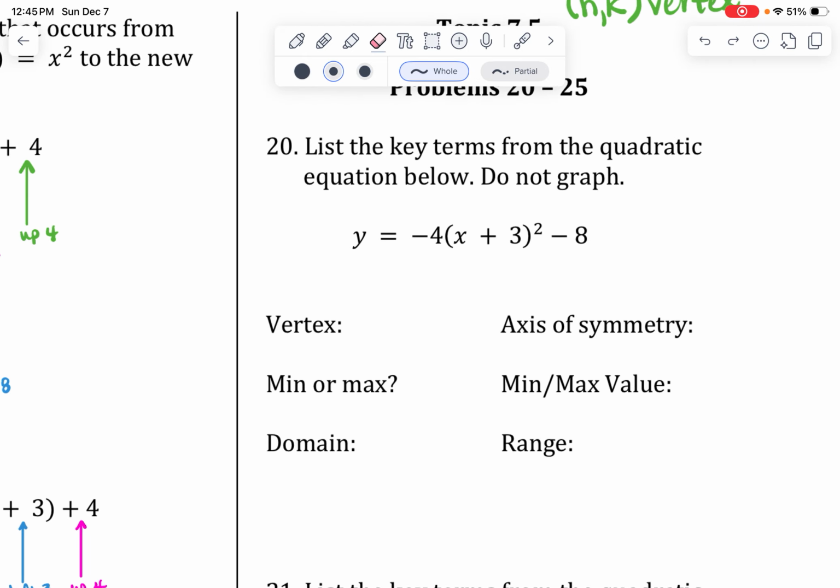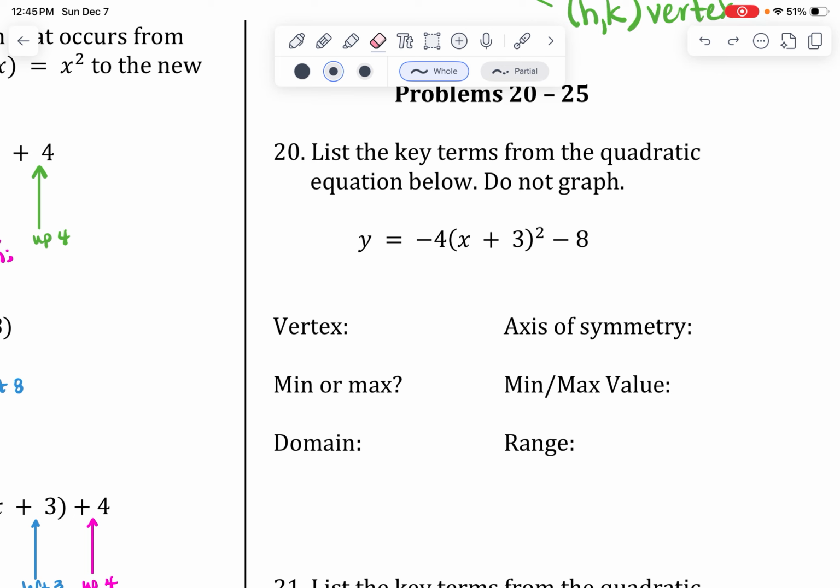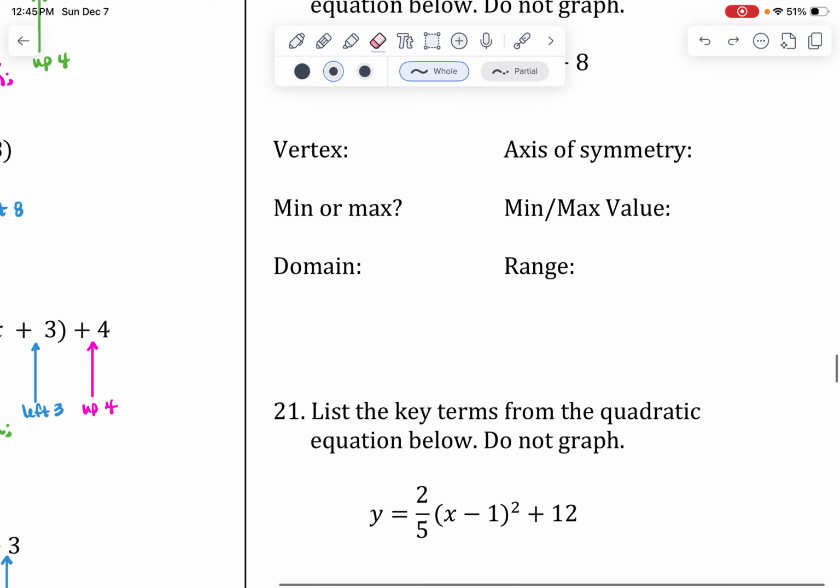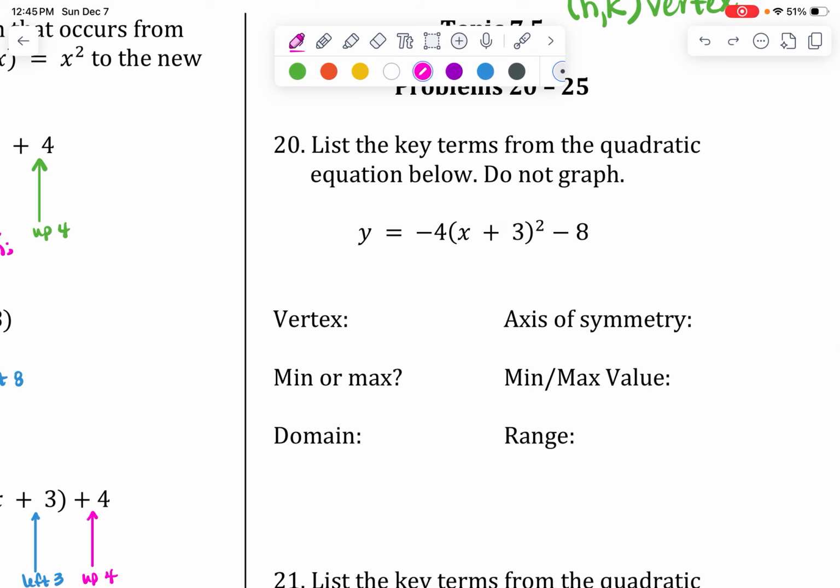Okay, here we go. Number 20 says, list the key terms from the quadratic equation below. Do not graph it. Okay, so the first thing I notice right away is the (h, k). I can totally see that the (h, k) is (-3, -8), because it's always the opposite number inside, remember? And then bring down the -8. So that is our vertex, that's the (h, k). No need to graph. And I can get all this other information just from knowing where that vertex is.